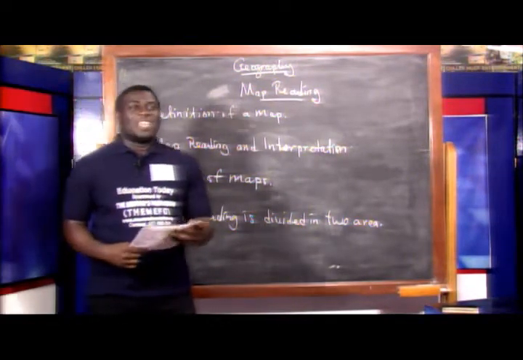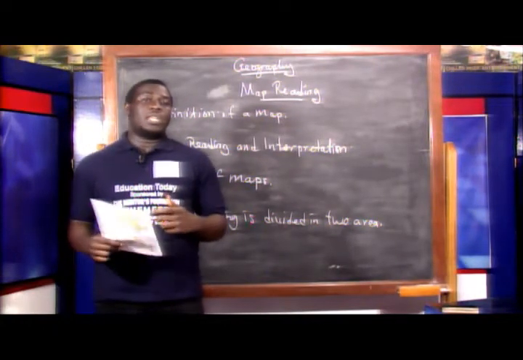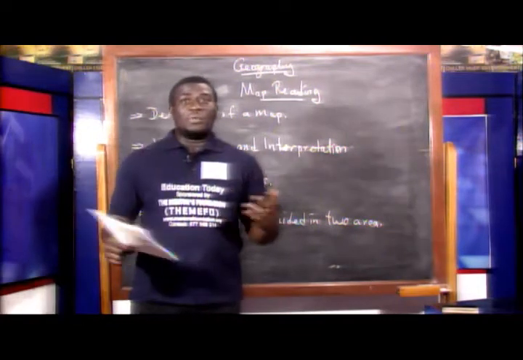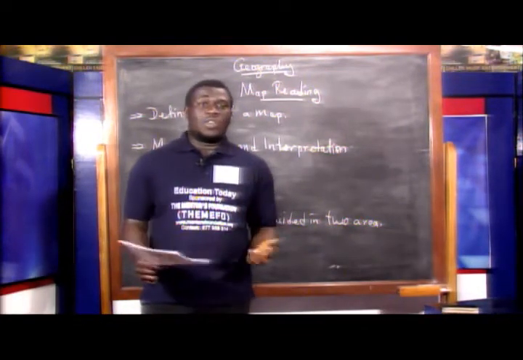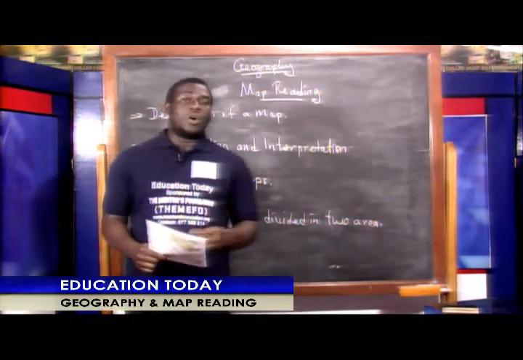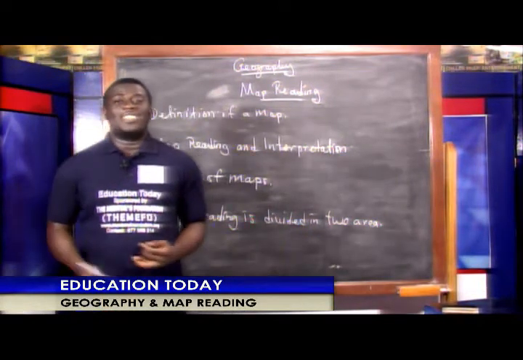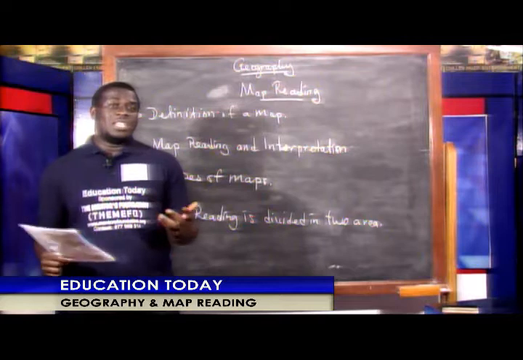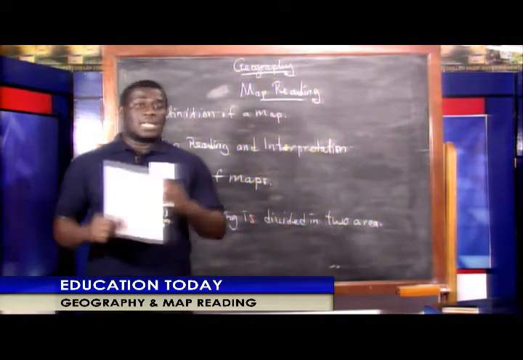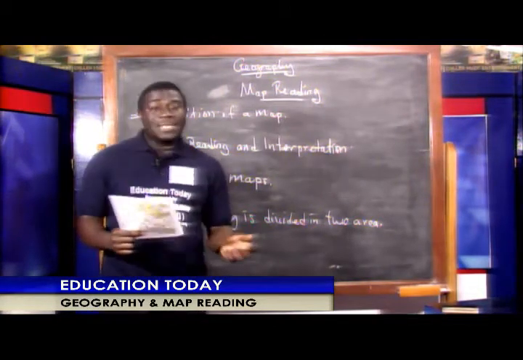What is a map? A map is the graphical representation of part of the earth or the whole earth on any surface, be it a bag, be it a paper, be it the wall, whatsoever surface. I'll repeat again. A map is the graphical or cartographical representation of part of the earth or the whole earth on any surface, be it a flat surface, a wall, whatsoever surface. That is our definition of a map.